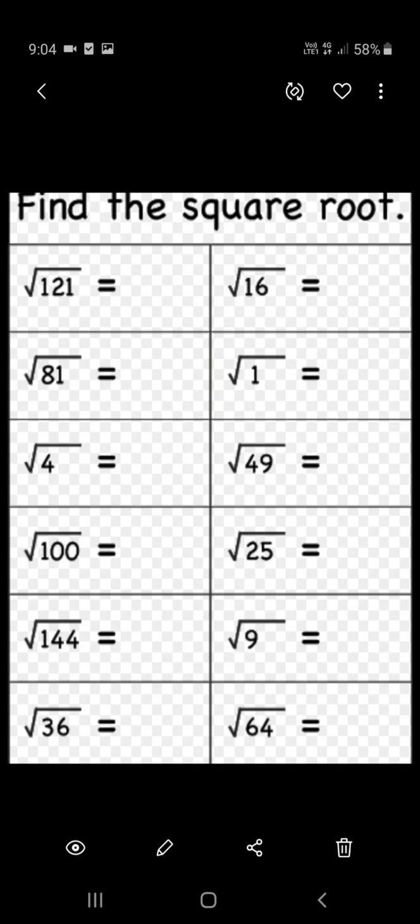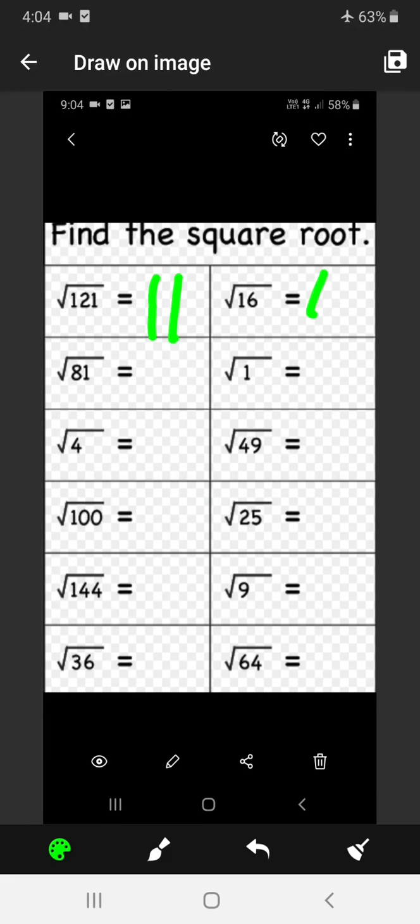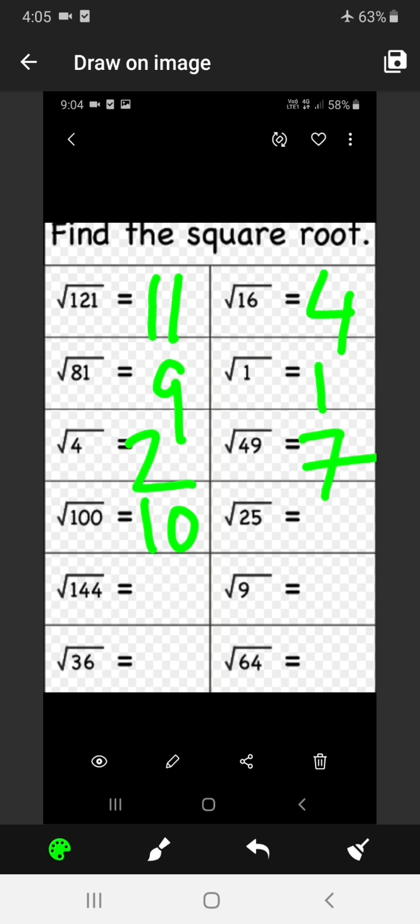Kindly check. So the first one, 11, 4, 9, 1, 2, 7, 10, 5, 12, 3, 6, 8.